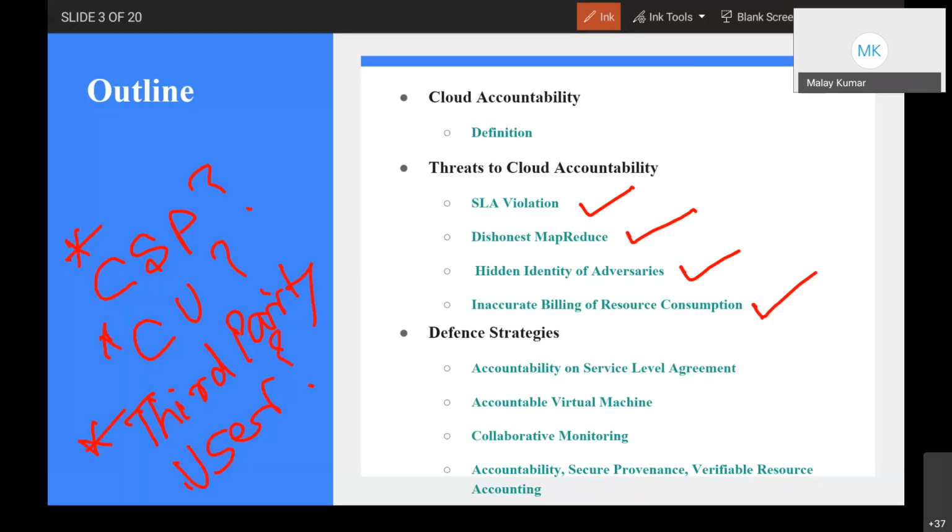Then we will also see the defense strategies through which we will identify a particular responsible entity. For that purpose, we cover accountability of service level agreement, accountable virtual machine, collaborative monitoring, accountability, service provenance, and verifiable resource computing. We see them one by one. Clear to everyone?